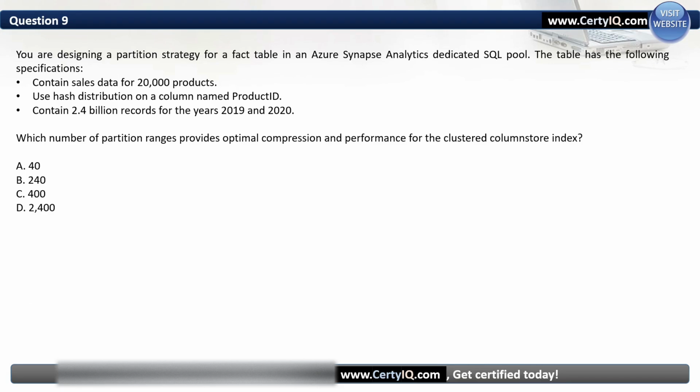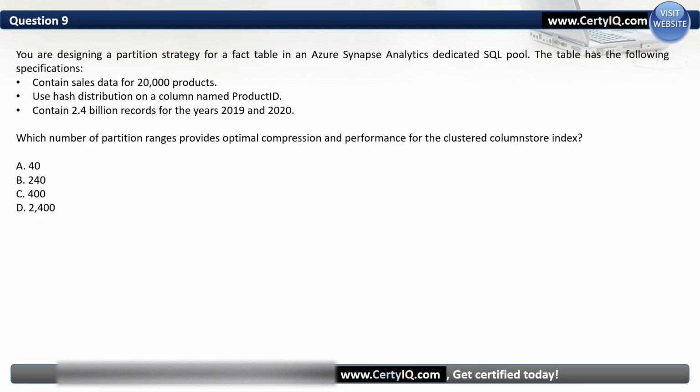Question 9. You are designing a partition strategy for a fact table in an Azure Synapse Analytics dedicated SQL pool. The table has the following specifications. Contain sales data for 20,000 products. Use hash distribution on a column named ProductID. Contain 2.4 billion records for the years 2019 and 2020. Which number of partition ranges provides optimal compression and performance for the clustered columnstore index?